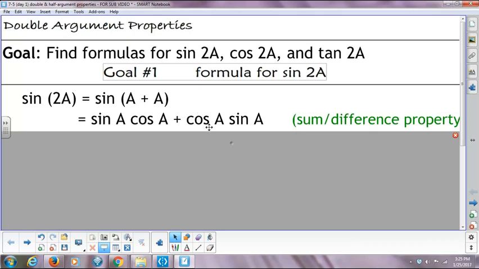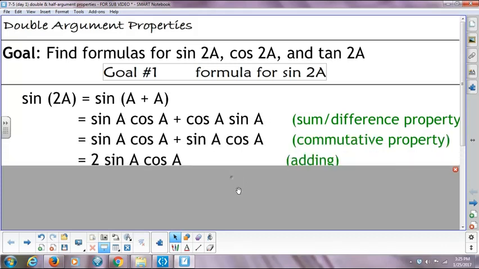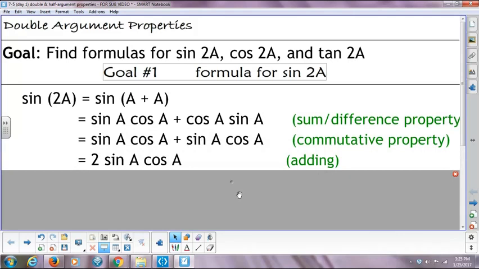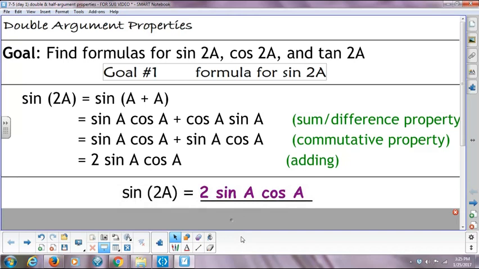Notice if you switch the order, you really have two of the exact same thing. So then you have 2 sine of a, cosine of a. So that is our property. The double argument for sine is 2 sine of a, cosine of a.